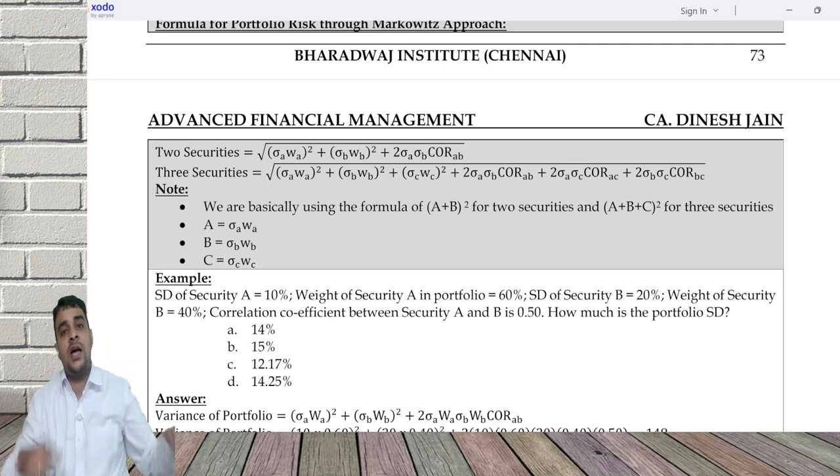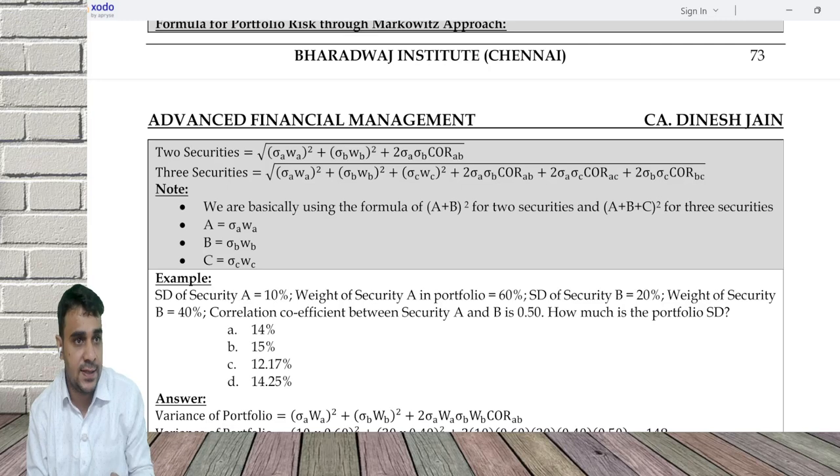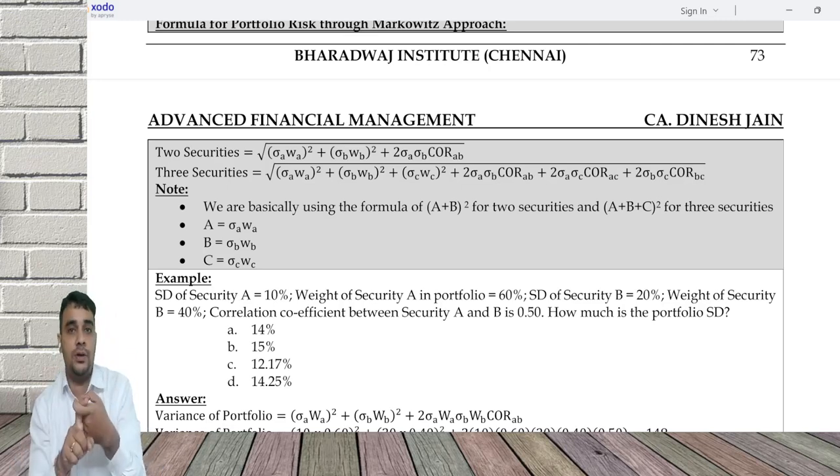The only challenge is, as more securities increase, Markowitz fails. Why Markowitz fails is, if you want to do it for 4 securities, you need correlation between A and B. You will also need correlation between A and C, A and D. You will need between B and C, B and D, C and D.